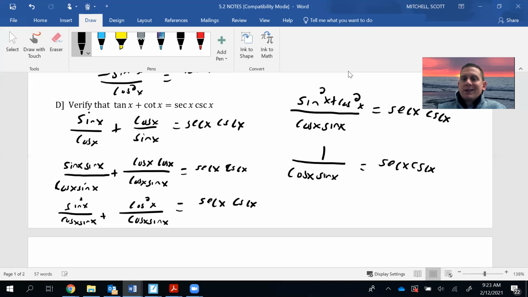So now what are we trying to get? This is the last step. Cosine on the bottom becomes a secant on the top. A sine on the bottom becomes a cosecant on the top. And that is exactly what I was supposed to get.